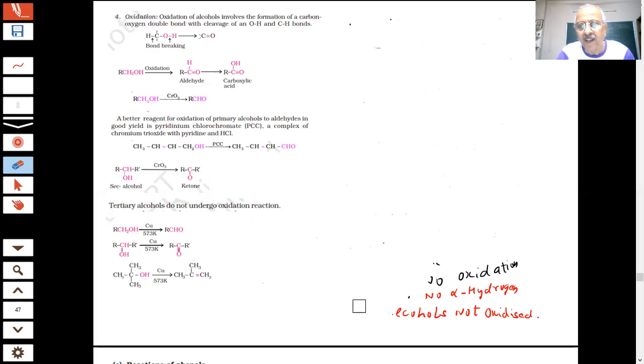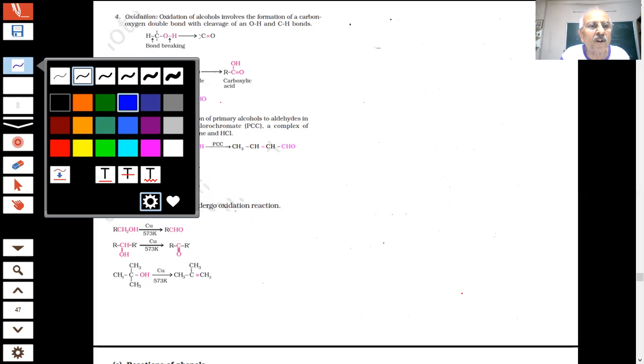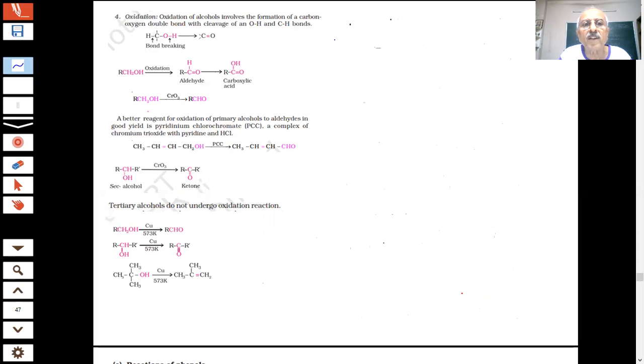Now let us see which reagent is used to stop the oxidation at the aldehyde stage in the case of primary alcohols. In the case of primary alcohol, the problem which we are facing is that aldehydes are very readily oxidized. So what to do, students? This is the important point.